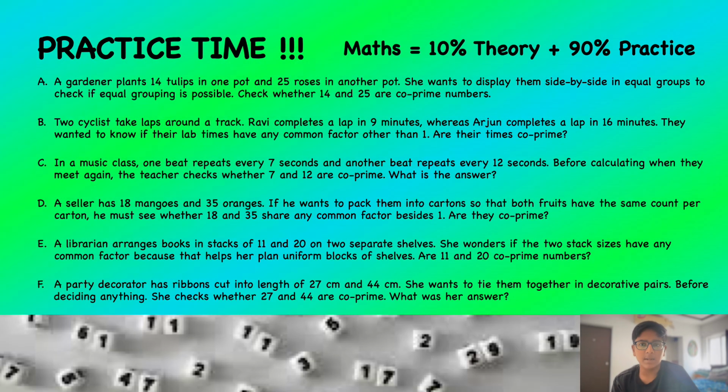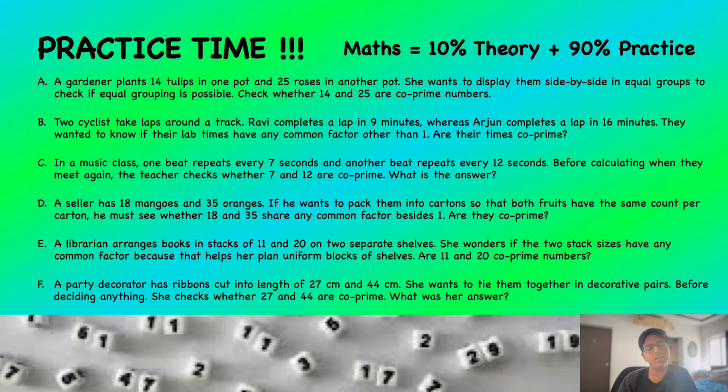Next, two cyclists take laps around a track. Ravi completes a lap in 9 minutes, Arjun completes a lap in 16 minutes. They wanted to know if their lap times have any common factor other than 1. Are their times co-prime? 1, 3, 9 for 9 and 1, 4, 16 for 16. So 1 is the only common factor. Their times are co-prime.